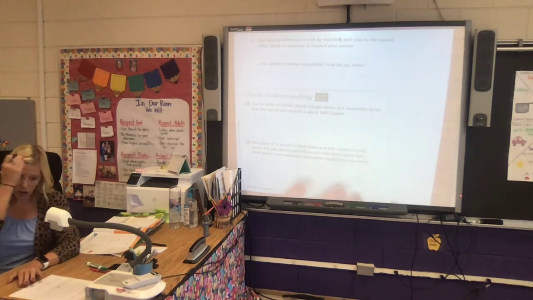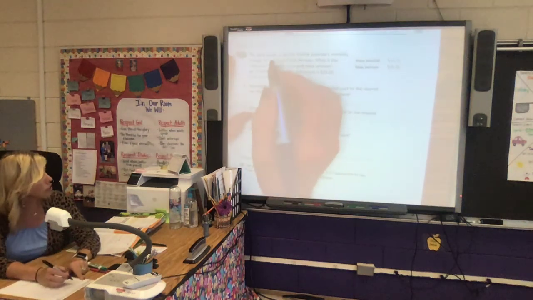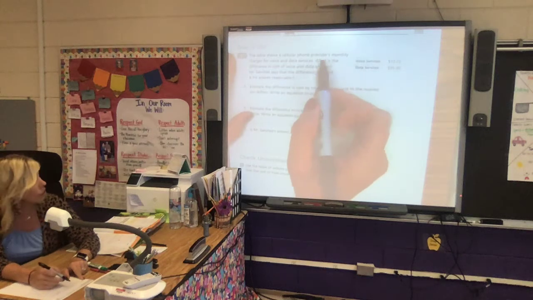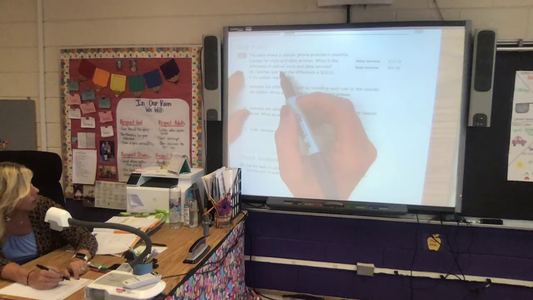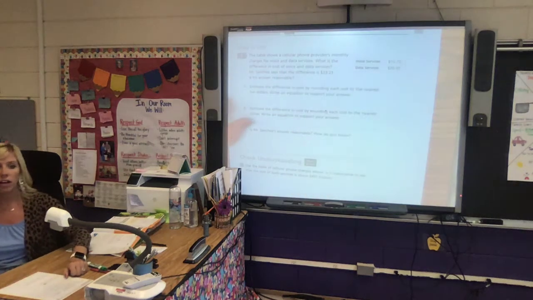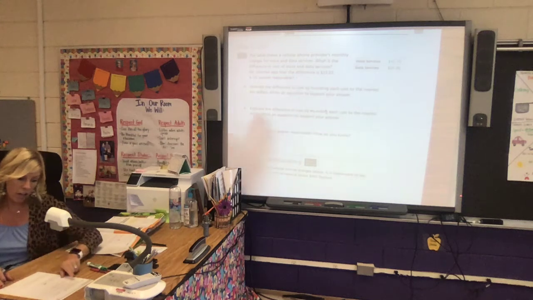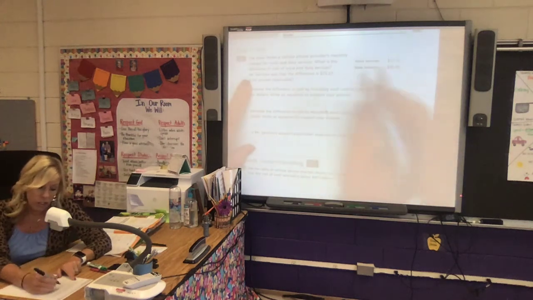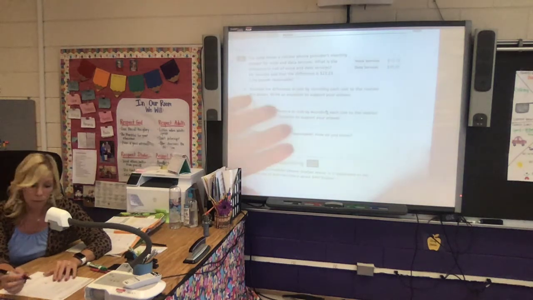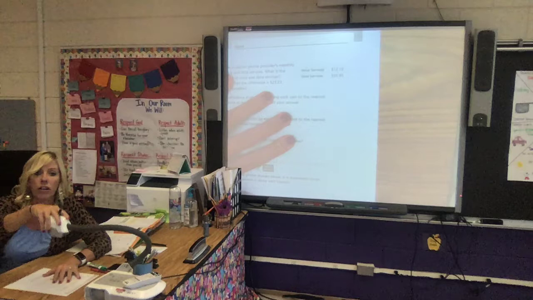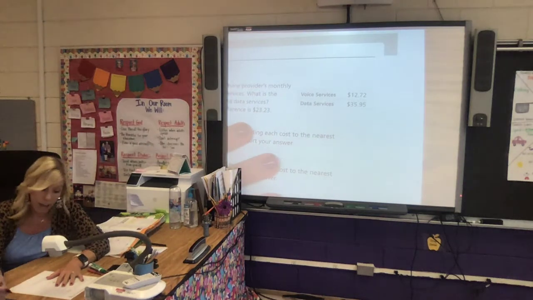Okay. All right. So for number 2, the table shows a cell phone provider's monthly charges. What is the difference in cost? Okay, what is the difference? We've got this cost and this cost. What's that difference? What's that in between? Mr. Sanchez says the difference is $23.23. Is his answer reasonable? So looking right over here, you see these costs in your book. We're on page 349.